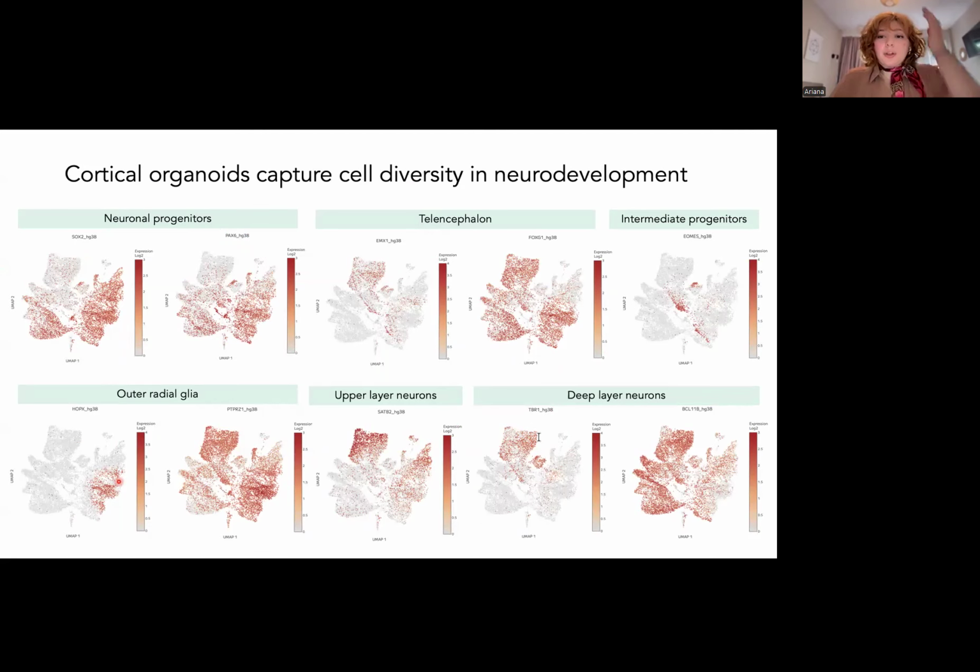And when we look at the expression of canonical cortical markers, our organoids capture the full diversity of cell types you would expect during human cortical neurodevelopment. We see neuronal progenitors, intermediate progenitors, outer radial glia, markers for upper layer neurons, and markers for deep layer neurons.